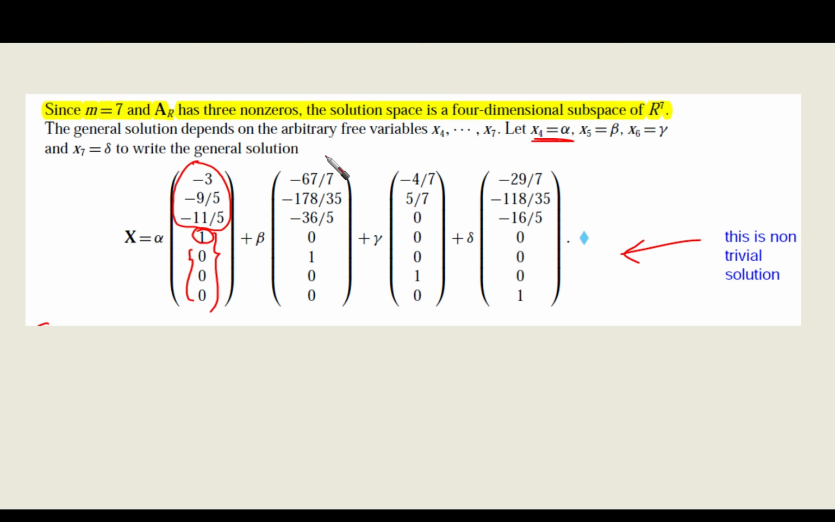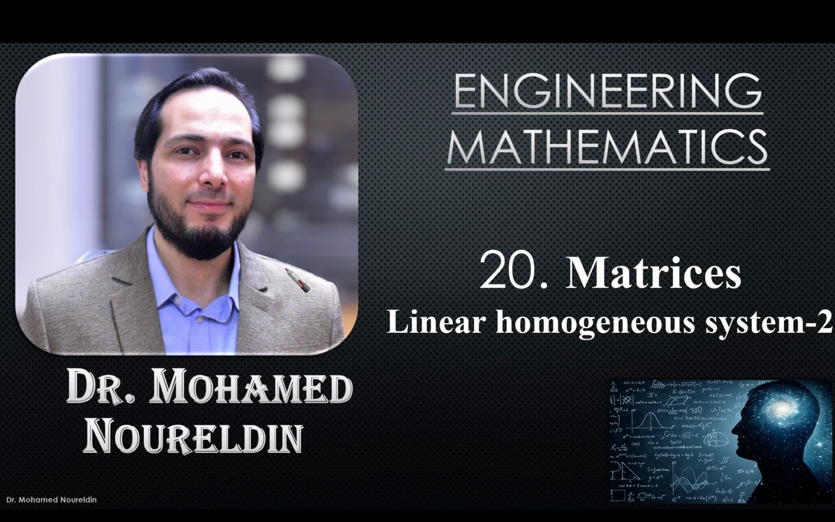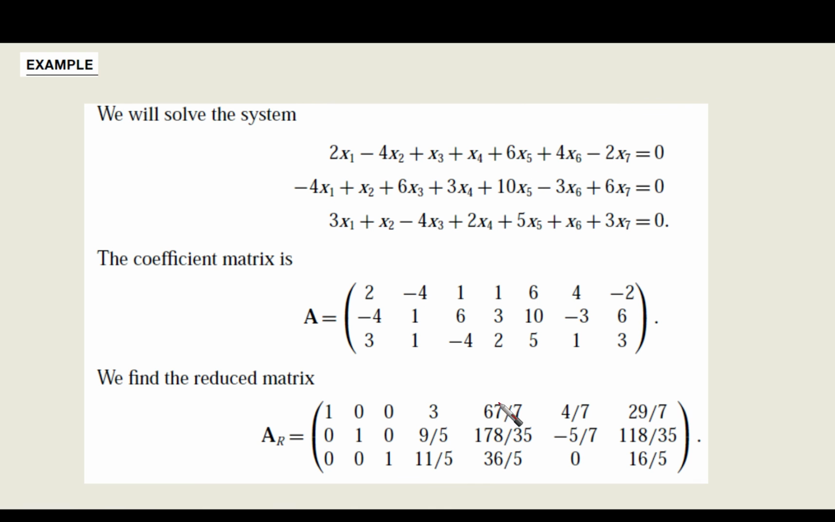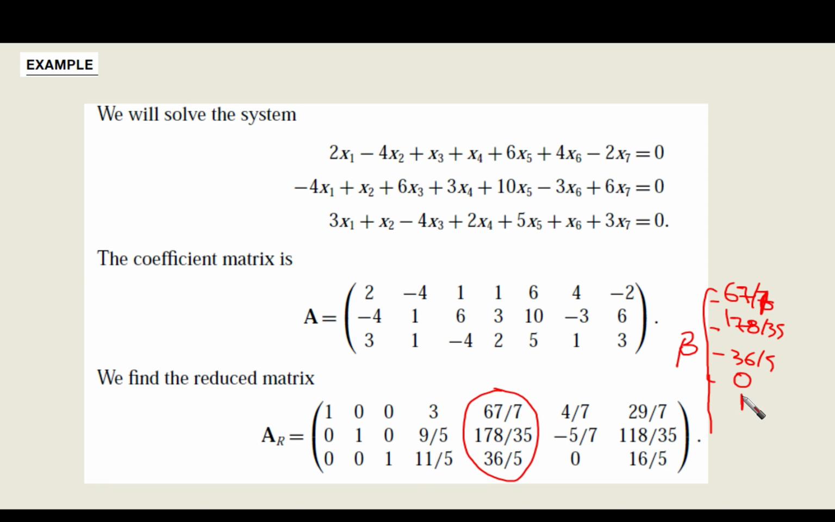So let's go and form this column vector. I'm going to read it from here directly. I'm going to put it like this: beta times this column. The first 3 are going to be the same with opposite signs. So we have minus, minus, minus, and 67/7, sorry, over 7 here, and 178/35, and 36/5. Now I'm talking about beta, which means x5, as we have said. So x4 is 0, x5 is 1, x6 is 0, x7 is 0. This is the column vector that should be multiplied by beta.